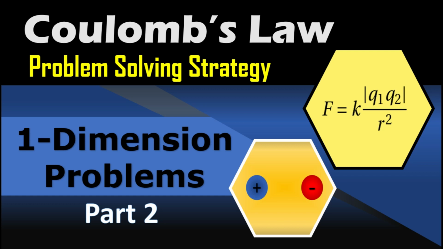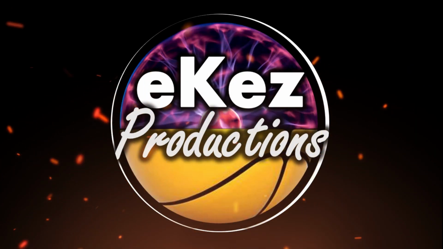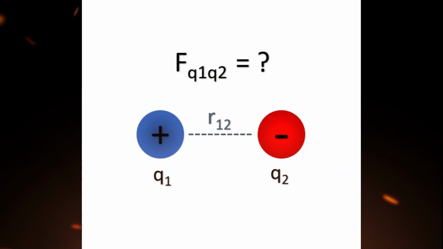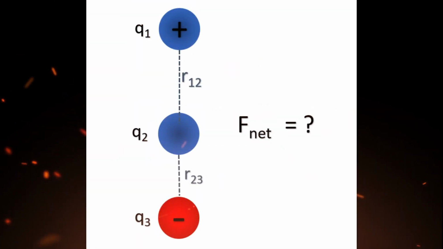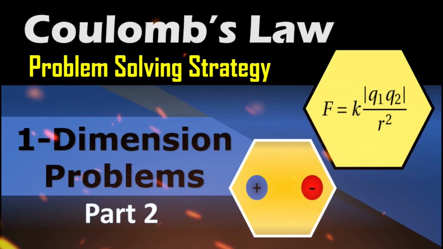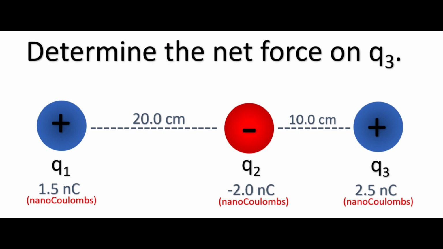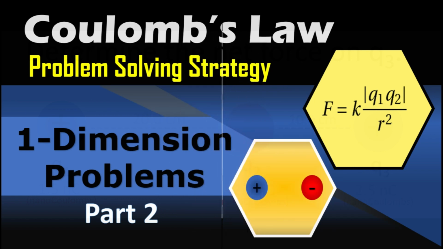Hello guys, this is a continuation for Coulomb's law focusing on one-dimension problem solving. Let us try to solve one-dimensional problem involving three charges located on a horizontal axis. For this problem, we will solve the net force on Q3 due to the forces by Q1 and Q2.